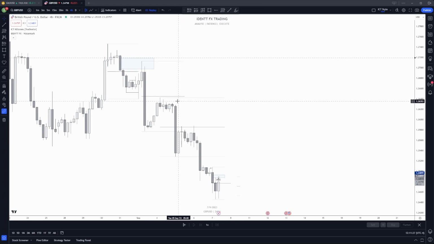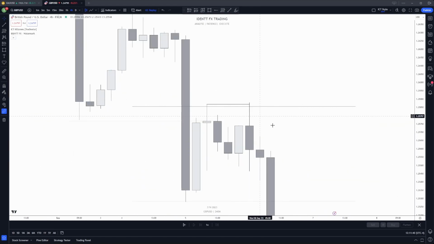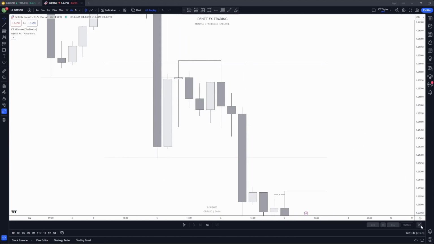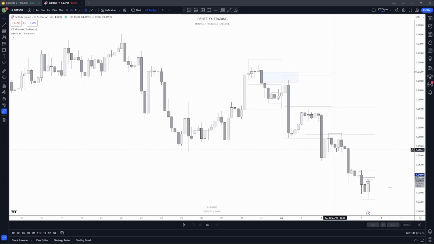You can draw your premium and discount zones based on the high and the low. Right here, you will see that we first mitigate that FVG and have a reaction. And right after that, I'll zoom in here so you can clearly see it. We first have that sweep of liquidity before actually running lower. So this right here is a way to draw premium and discount zones that will actually work.